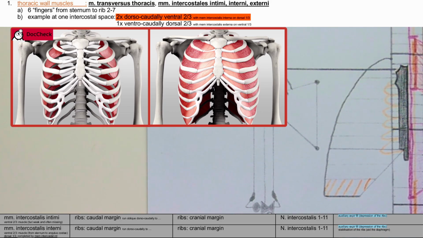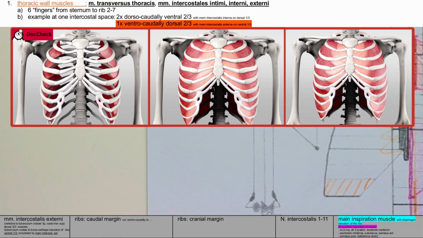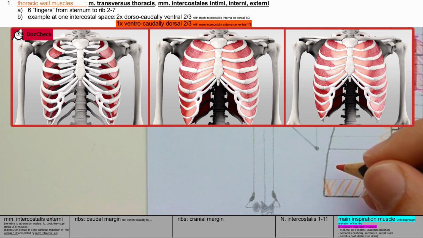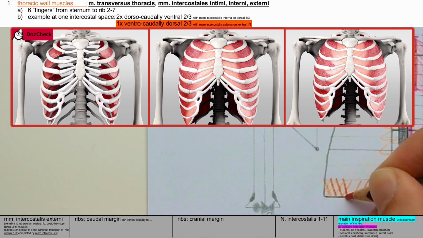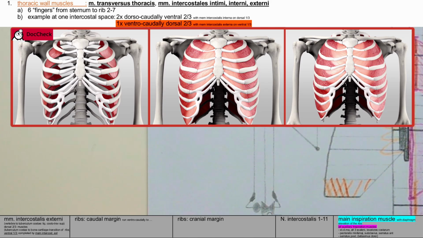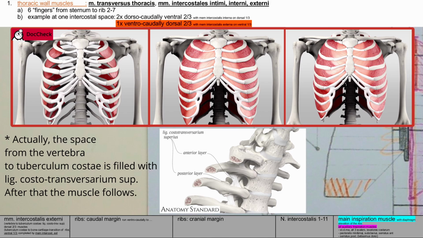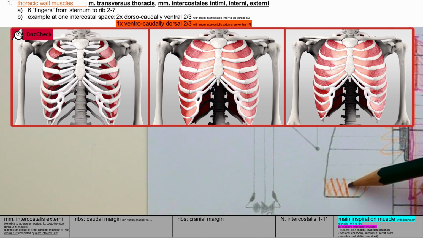In the dorsal 1/3, the muscles become connective tissue-like and are called membrana intercostalis interna. The musculi intercostales externi run from the upper rib ventrocaudally to the lower rib. The muscles fill the dorsal 2/3 of the intercostal space and the membrana intercostalis externa the ventral 1/3.